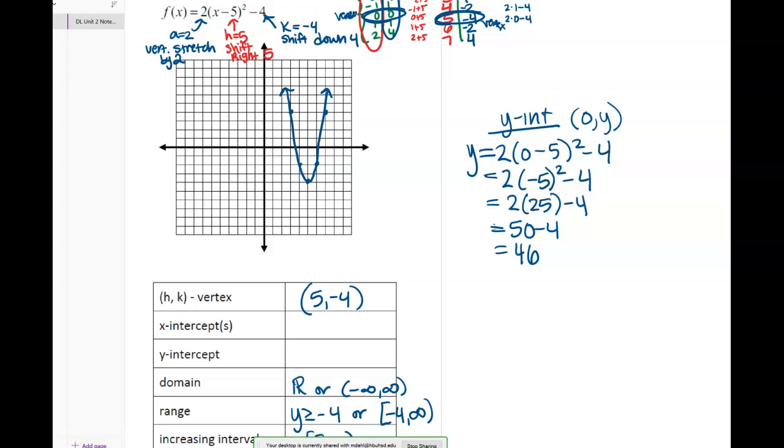And then the problem was, but look at it, right? Look how steep this gets. Does it make sense it might not hit the y-axis until positive 46? It does, because it's been moved way over and it's really steep.